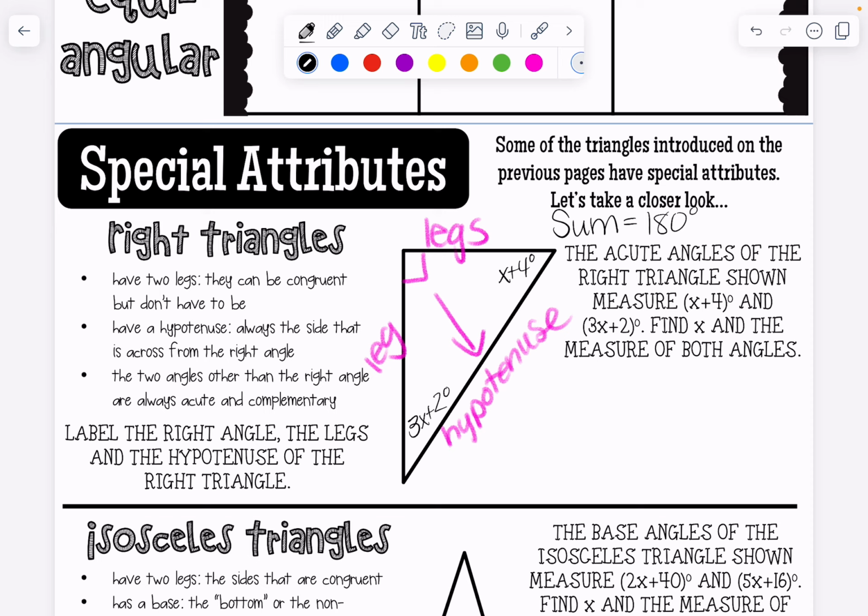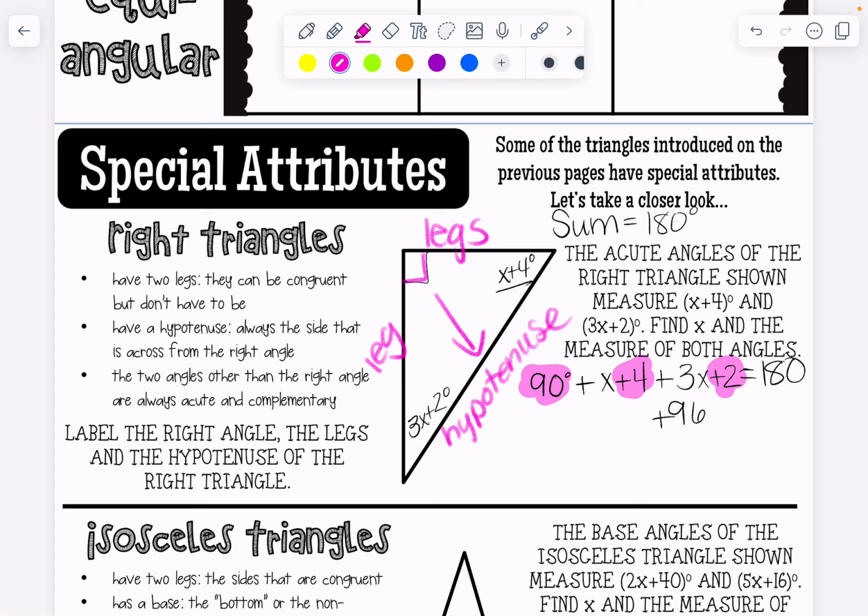For example, if I was given this information, I know I have that right angle, which we know is 90 degrees. And what we can do then is set up an equation. I know that 90 plus the x plus 4 degree angle plus the 3x plus 2 degree angle is going to need to equal 180. So I have an equation now. What I can do here is combine like terms. I see some constants: 90, 4, and 2. If I add those up, I'm going to get 96.